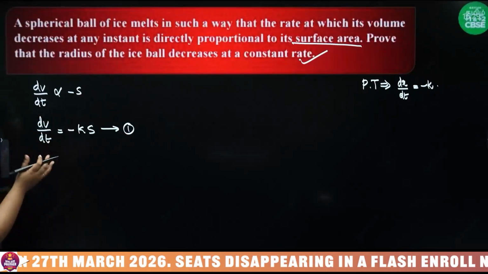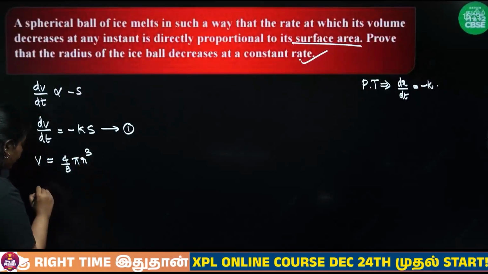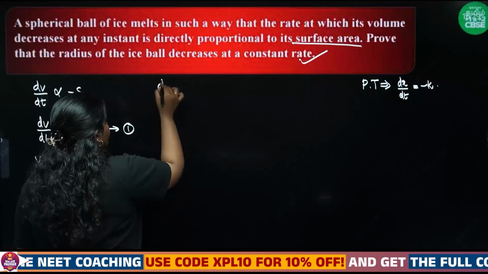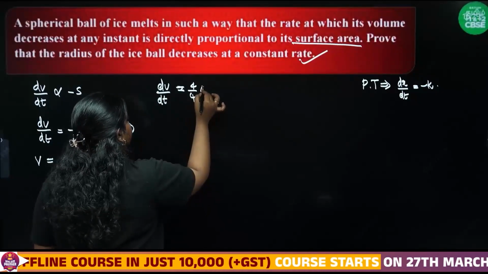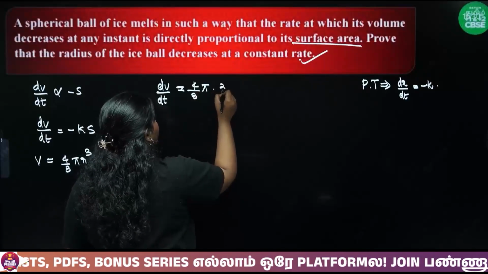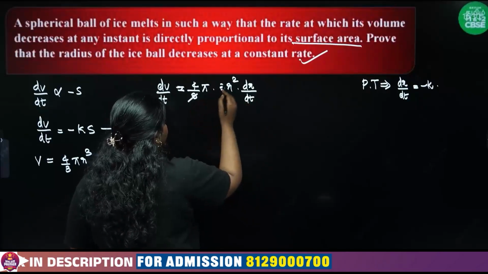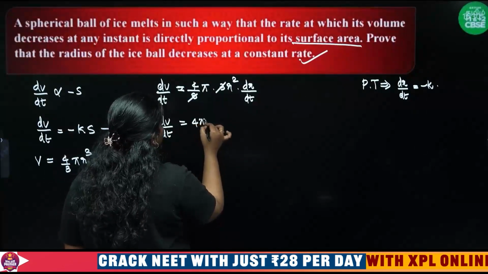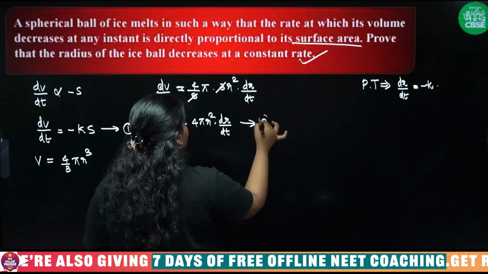So பசங்க, what is the volume of a sphere? Volume of a sphere is equal to 4 by 3 pi r cube. What is dV by dt? Pasangla, what is dV by dt? So I will do it here. dV by dt is equal to 4 by 3 pi, which is constant, into 3r square into dr by dt. So this 3 will get cancelled. So dV by dt is equal to 4 pi r square into dr by dt. So this is equation number 2 அப்படின்னு நான் கொடுக்கிறேன்.